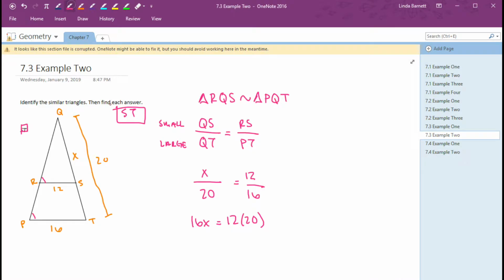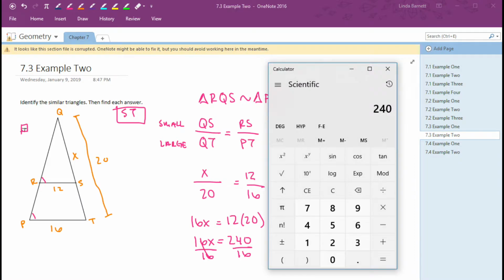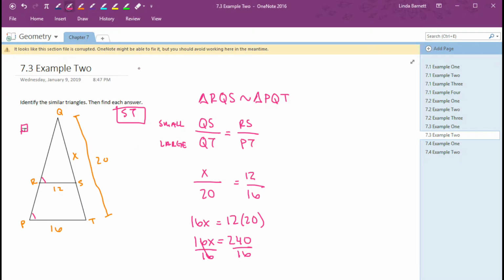So 16x is equal to 240. To get x by itself, I'm going to divide by 16 on both sides. So 240 divided by 16 is 15. So x is equal to 15.